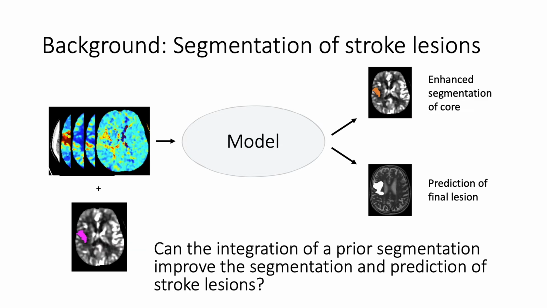So now we have these models, be it to enhance the segmentation of the core or predict the extent of the final lesion, but we also have this threshold-based segmentation of the ischemic core that is not perfect but has been largely validated in clinical studies. So the question we asked ourselves was, couldn't we integrate this information that is contained in this segmentation in our models? That way, our model would simply have to refine the segmentation of the core and would have a starting point for the prediction of the final lesion.